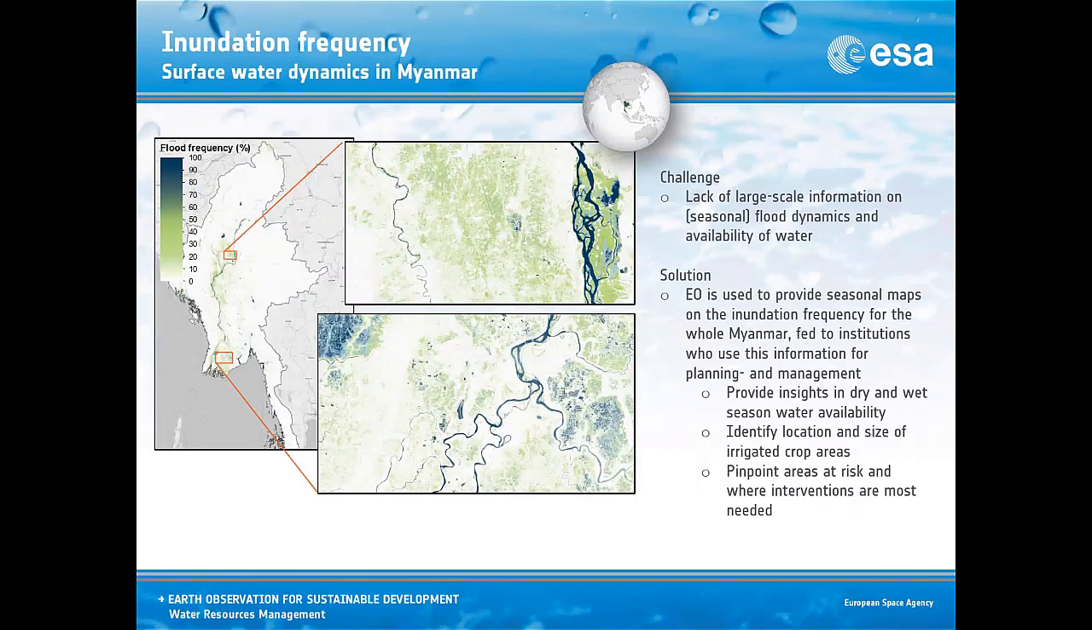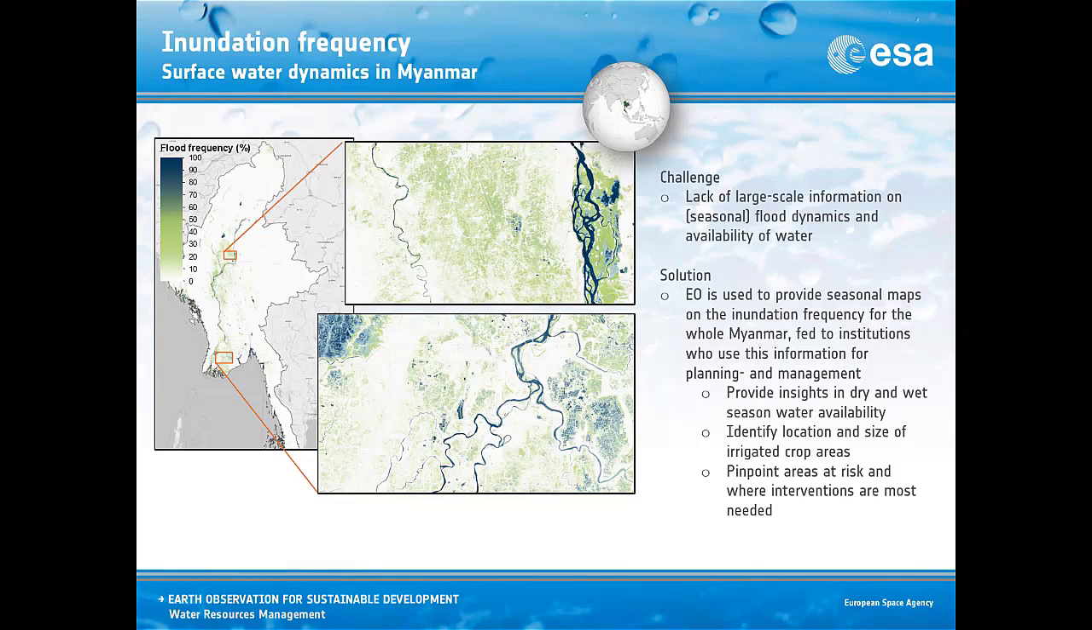Myanmar is one case where there's a lack of large-scale information about the country's water resources. Therefore, the EO4SD project has collaborated with the World Bank and the Asian Development Bank to improve the information base for water resource management in the Ayeyarwady Basin, which is the largest river in Myanmar, and also to improve irrigation in the central dry zone. In both cases, information on the inundation regime is needed for proper infrastructure and flood management planning.